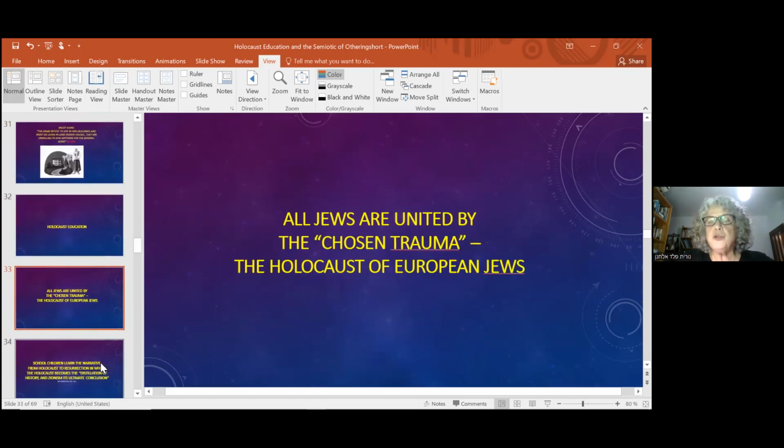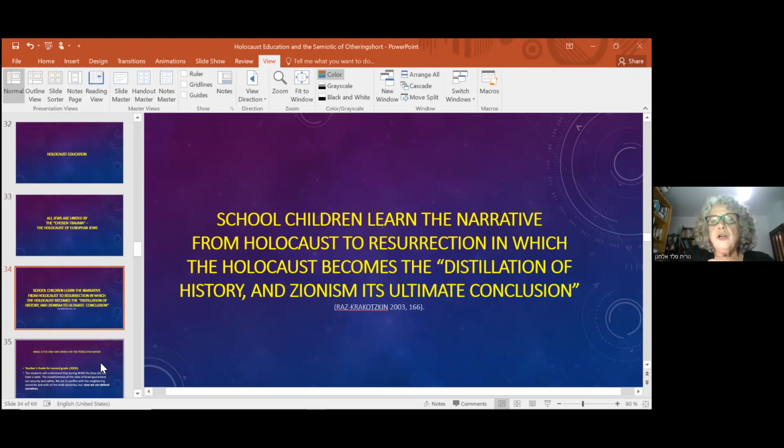In Israel, all Jews are united by what is called the chosen trauma, the Holocaust of European Jews. School children learn the narrative from Holocaust to resurrection, and this is the title of most Holocaust textbooks, in which the Holocaust becomes the distillation of history and Zionism its ultimate conclusion. It's like a story with a happy ending, with a closure.